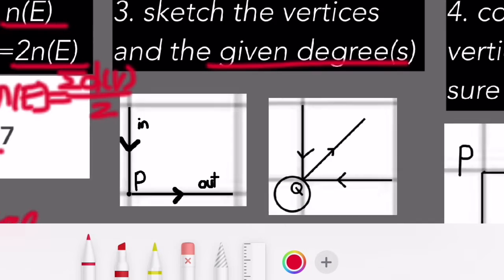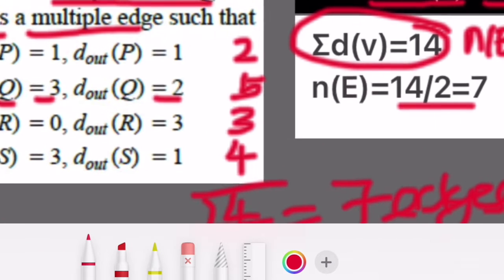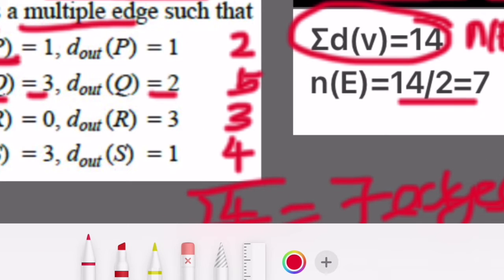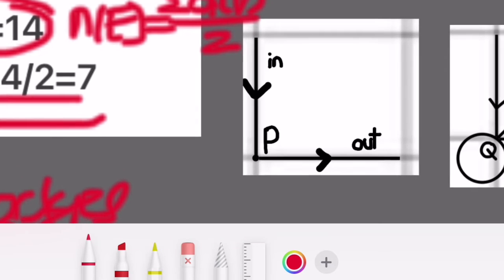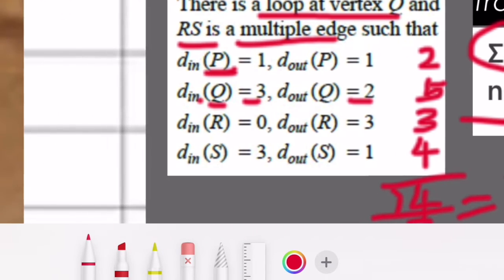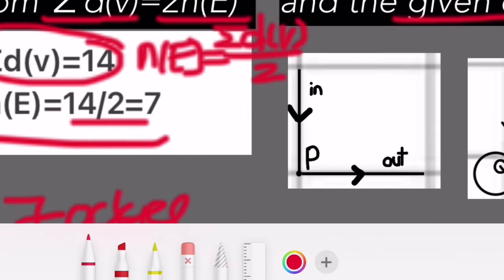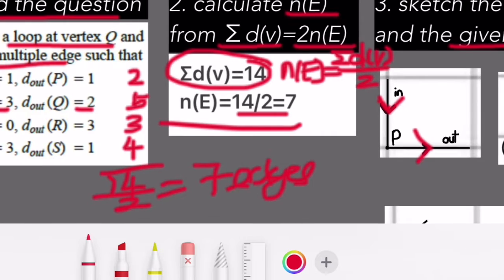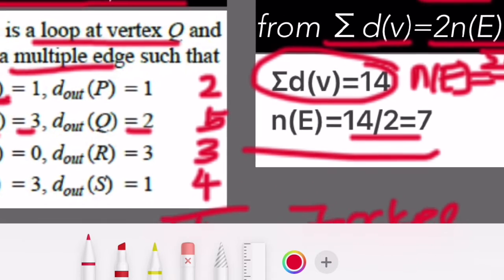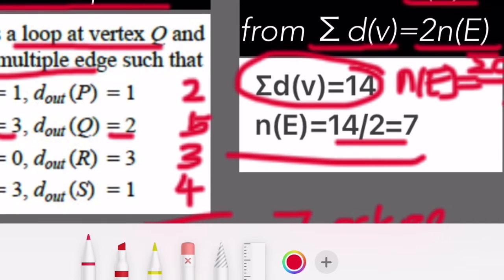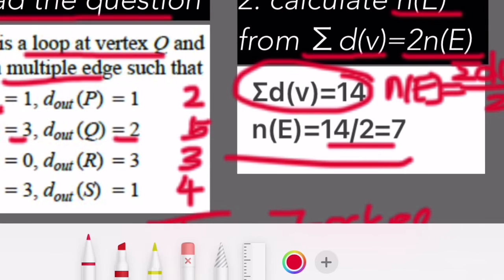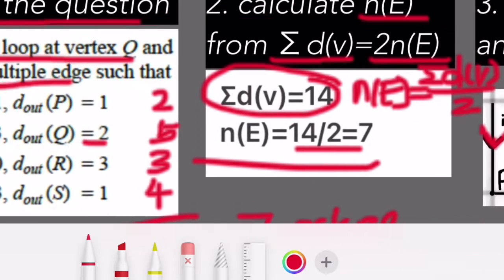So we will go to each of the vertices. For vertex P, we only got 1 in and 1 out. So in 1, out 1. Follow the arrow. If you have the directed one, we have in and out. For Q, in is 3, out is 2.